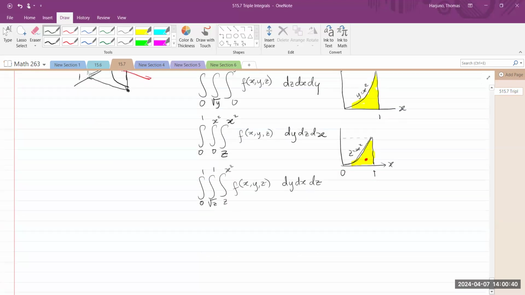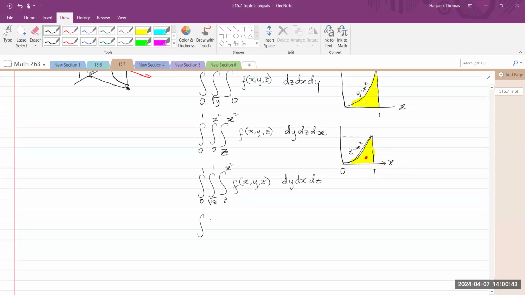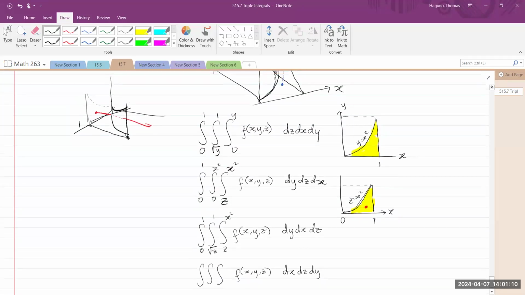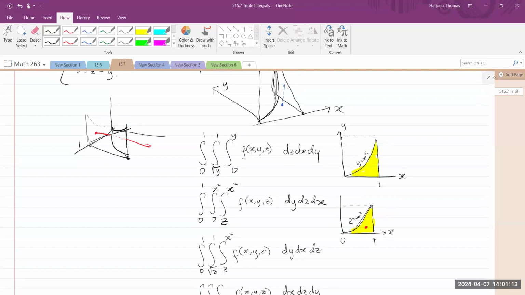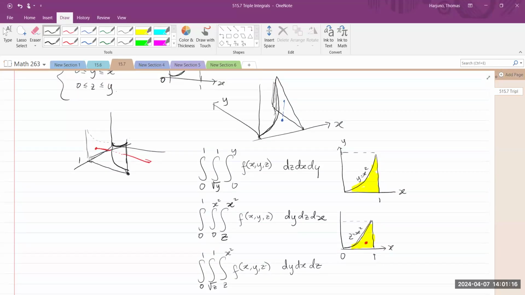Now, let's go on. There are two more orders of integration we need to cover. The next one I will cover is the one with dx, dz, dy, and dx, dy, dz. But for us to be able to do that, we need to first see what is the shadow of this solid when we project it on the YZ plane.